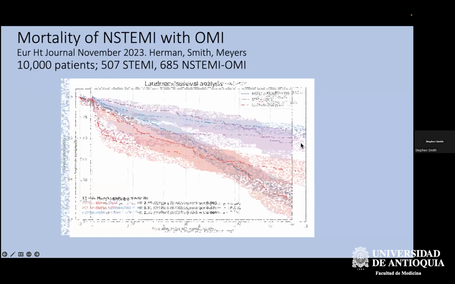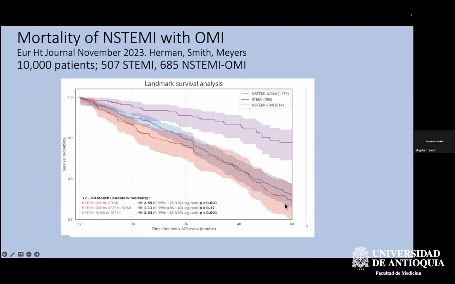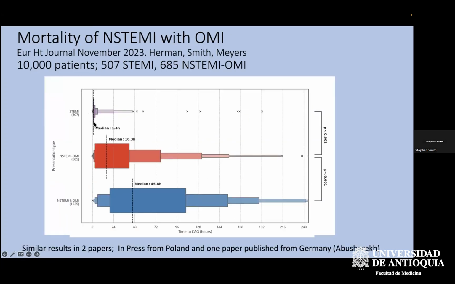And the clear difference, well, let's go to 60 months. Now it's much, much worse. Here's STEMI. Here's NSTEMI OMI, with a hazard ratio of 2.59, much worse outcomes. And why is that? Because the STEMI get their artery opened in a median of 1.4 hours. The NSTEMI OMI have to wait 16.3 hours. So they have much higher mortality. And NSTEMI NOMI go in a median of 45.8 hours, but that's okay. Their artery is open. They no longer have active myocardium that's dying.